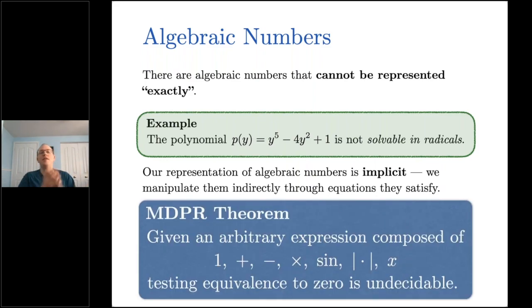So here's a very beautiful result. One of the most beautiful results, I think, in computational mathematics. It's a combination of results, so it's often called the MDPR theorem, for a bunch of people who worked on intermediate results that led up to this. But what it says is that there's no algorithm that takes an arbitrary expression composed of a constant 1, addition, subtraction, multiplication, sine, absolute value, and a single real variable x, and tests whether the expression is equivalent to 0. So it's an undecidable problem. There is no algorithm that can test equivalence to 0 for these types of expressions.